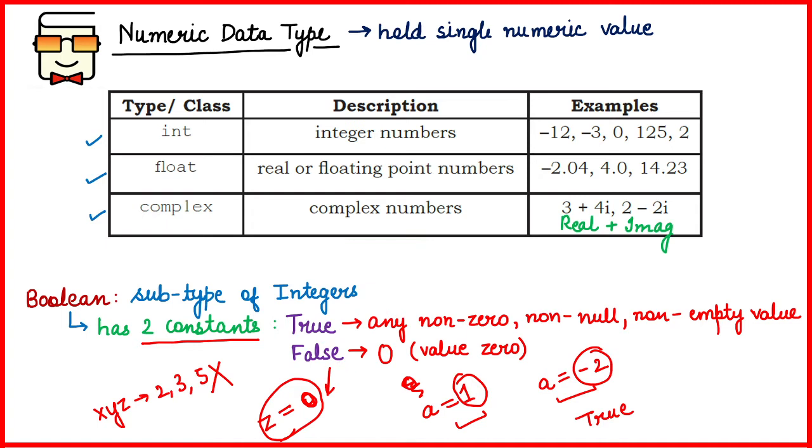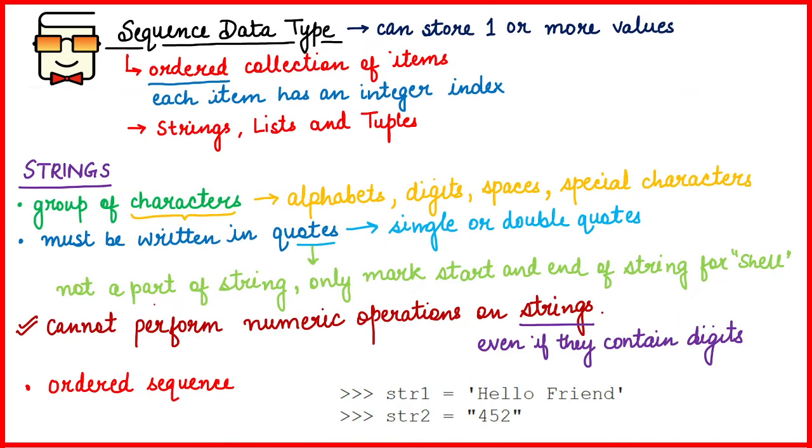And why do we say that the Boolean data type has two constants? Because these are the only two values that can be present in this data type. Just like the int data type can have any positive and any negative number, there is no limit to that, but the Boolean type can have only two constant values, two fixed values, True and False.